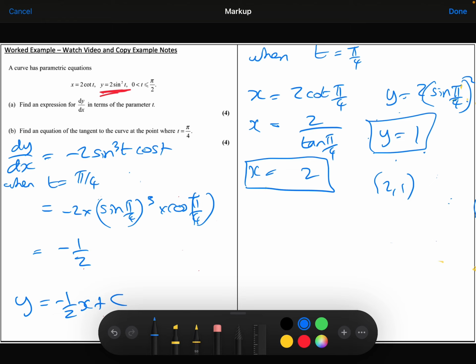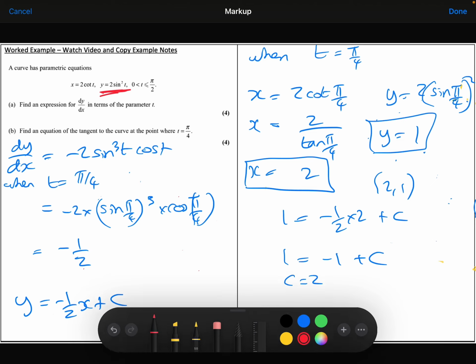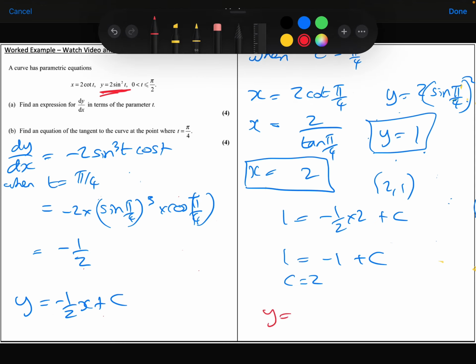If I substitute that into my equation, 1 equals minus a half times 2 plus c. So I find that c is going to be 2. Therefore, the equation of my tangent is y equals minus a half x plus 2. It doesn't say what form I need to leave my answer in, so I'm going to leave it like that.